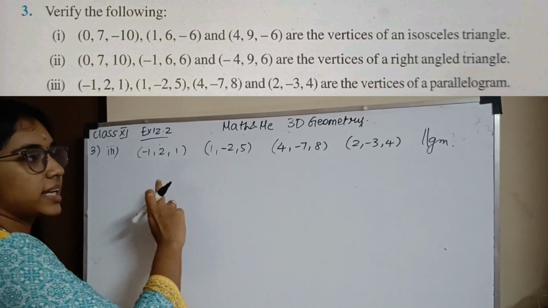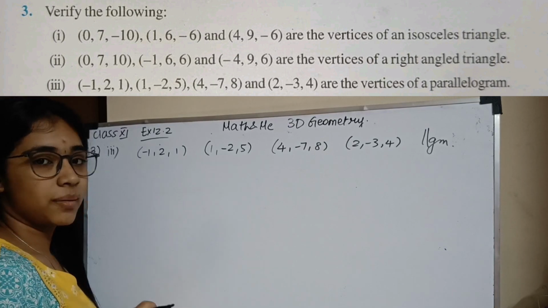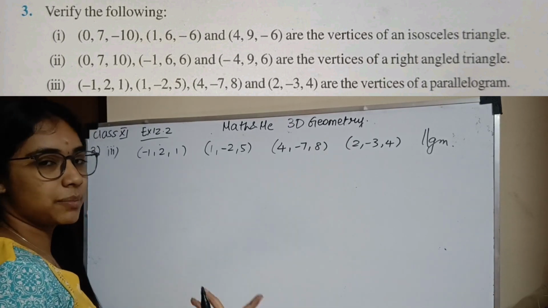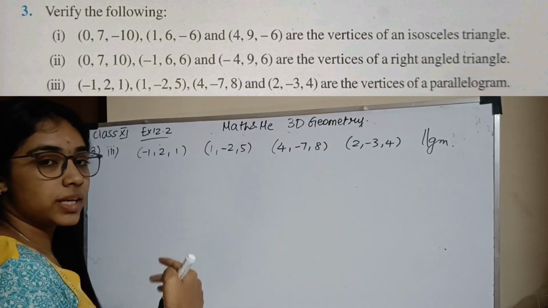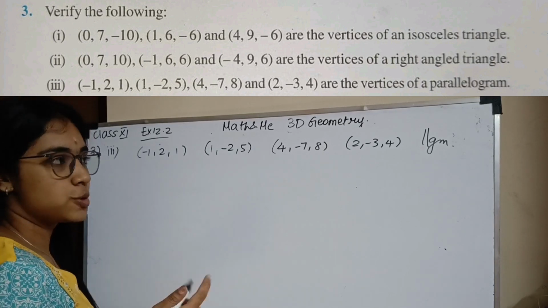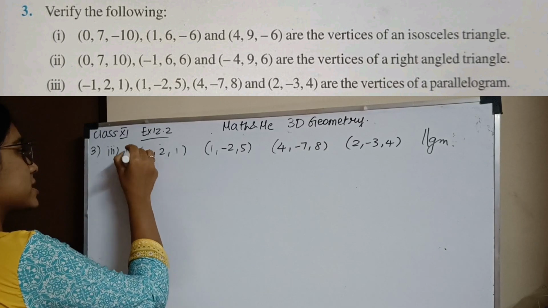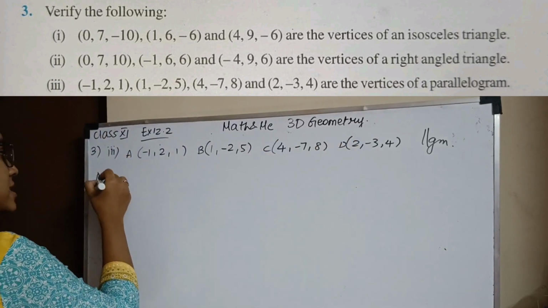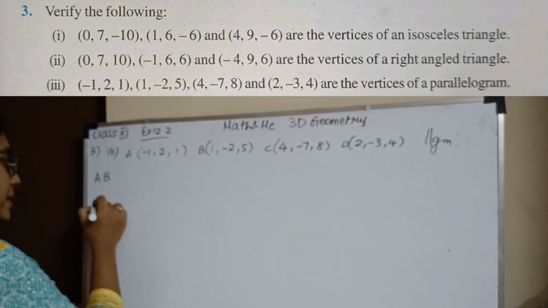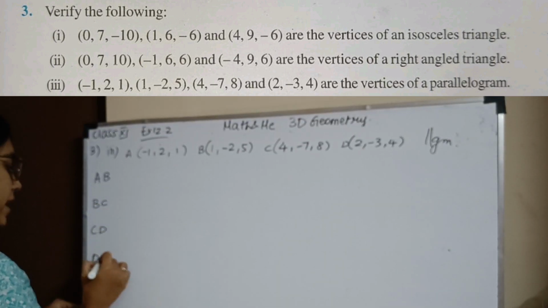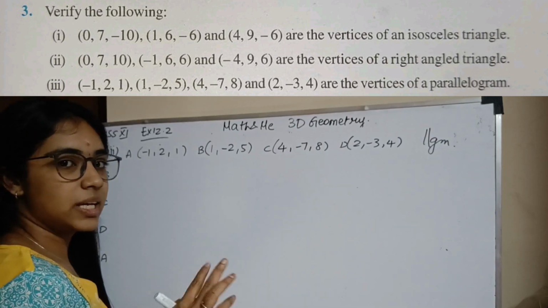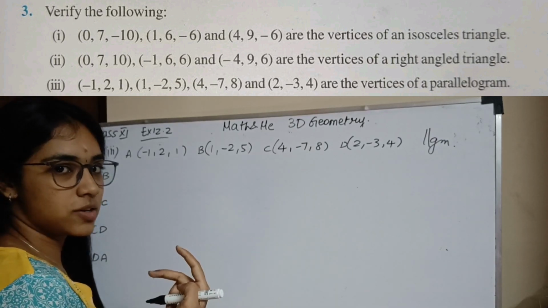So I need to show that the given vertices are the vertices of a parallelogram. What is a parallelogram? The opposite sides are equal and parallel. But you do not have to prove the parallel part. You can prove that the opposite sides are equal, which means you have to use the distance formula. So I'll first name them A, B, C and D. So I need to find the distance AB, BC, CD and DA. I have to see which two sides are equal. If the opposite sides are equal, then it's the vertices of a parallelogram.